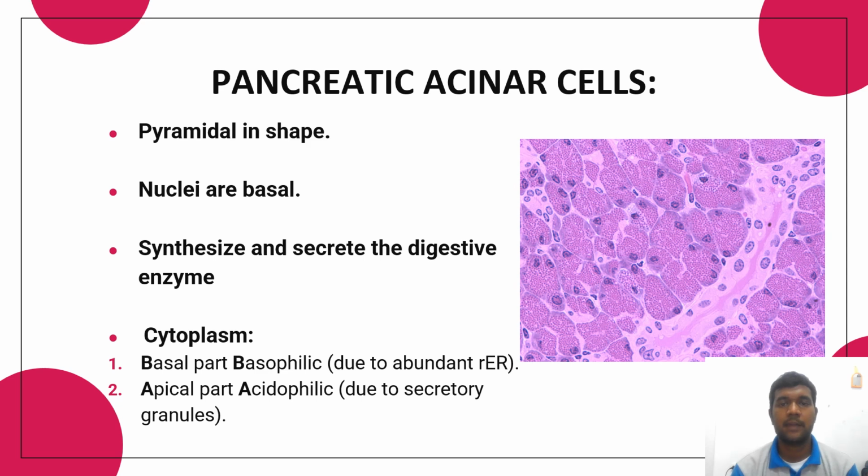Next, we see the pancreatic acinar cells. The pancreatic acinar cells are pyramidal in shape with basal nuclei, and they synthesize and secrete digestive enzymes. The cytoplasm is divided into two parts: one is the basal part and one is the apical part.